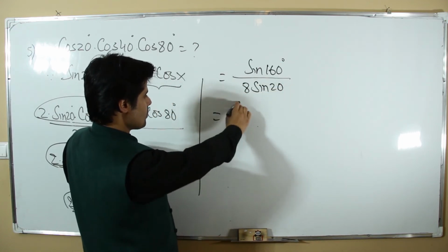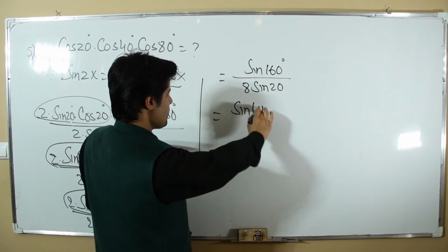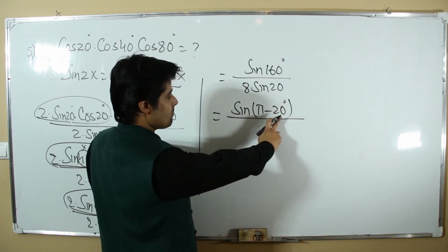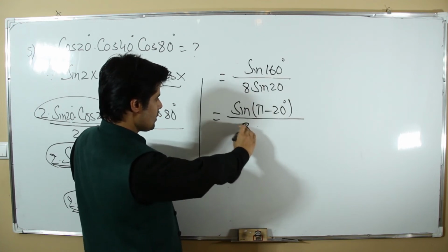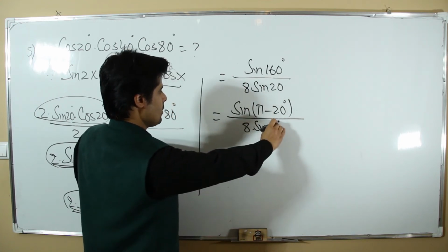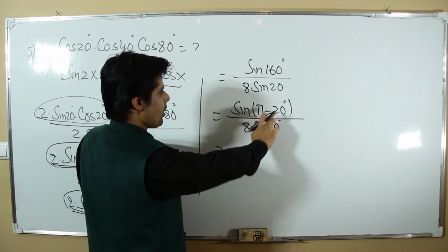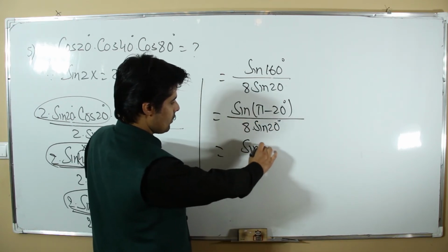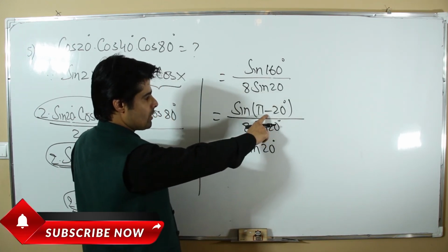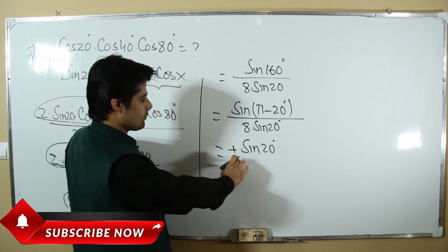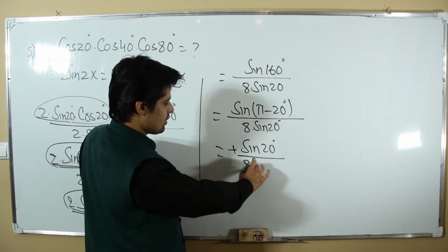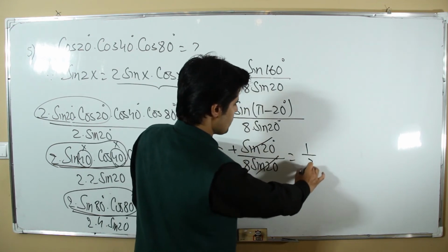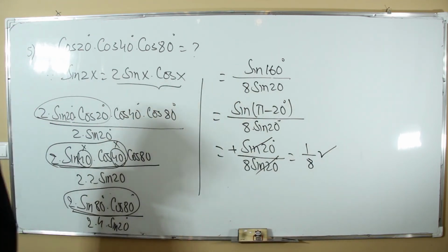Now, can I write the numerator as pi minus 20 degree? Yes, we can do it. Pi is 180 minus 20, this is 160, divided by 8 sine 20 degree. So sine of pi minus alpha, an angle, what is this one? It is sine of alpha, which is 20, in the second quadrant it is positive, divided by 8 sine 20 degree. So this is cancelled. The answer is 1 by 8. Write it, please.